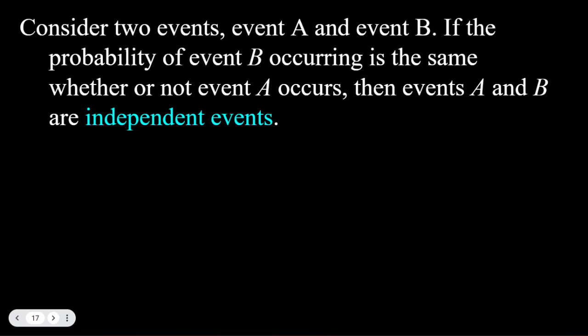Consider 2 events, again, event A and event B. If the probability of event B occurring is the same whether or not event A occurs, then events A and B are called independent events. They are not dependent on each other. Things like flipping a coin and rolling a die. The outcome of the coin does not affect the outcome of rolling the die.